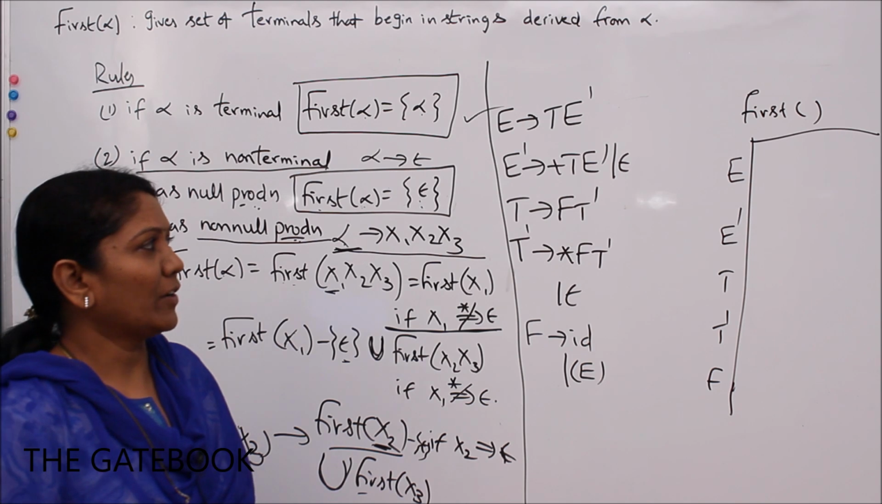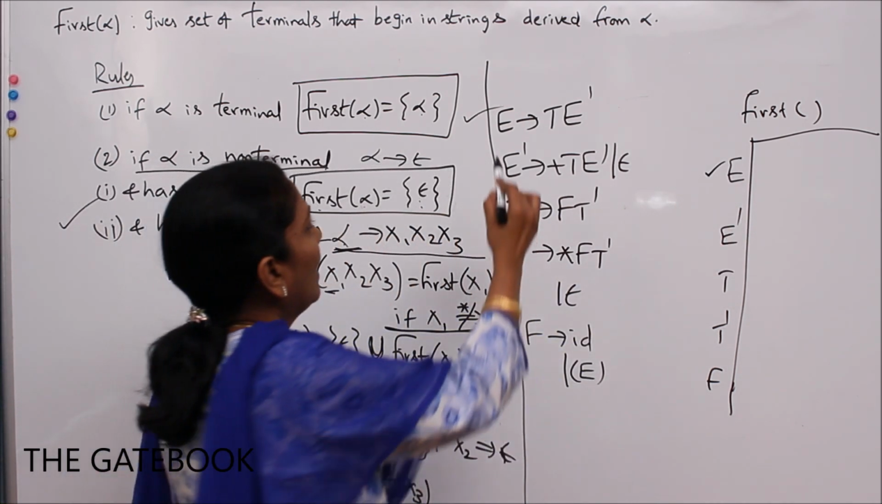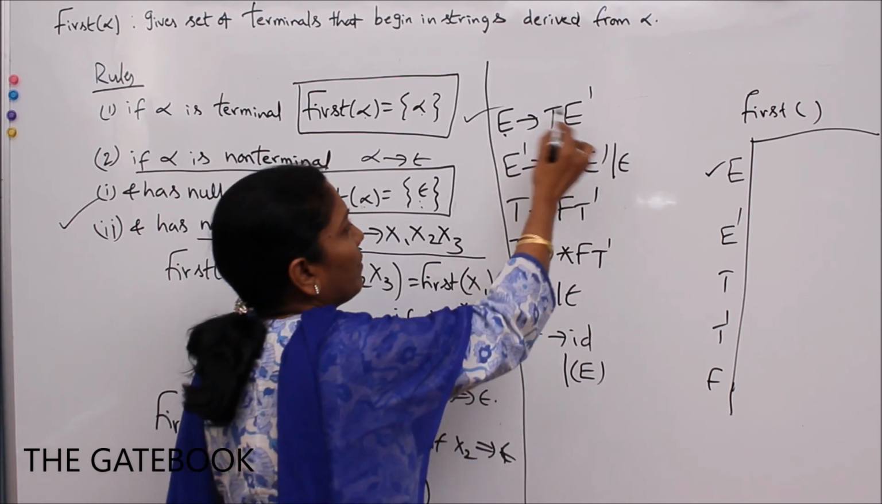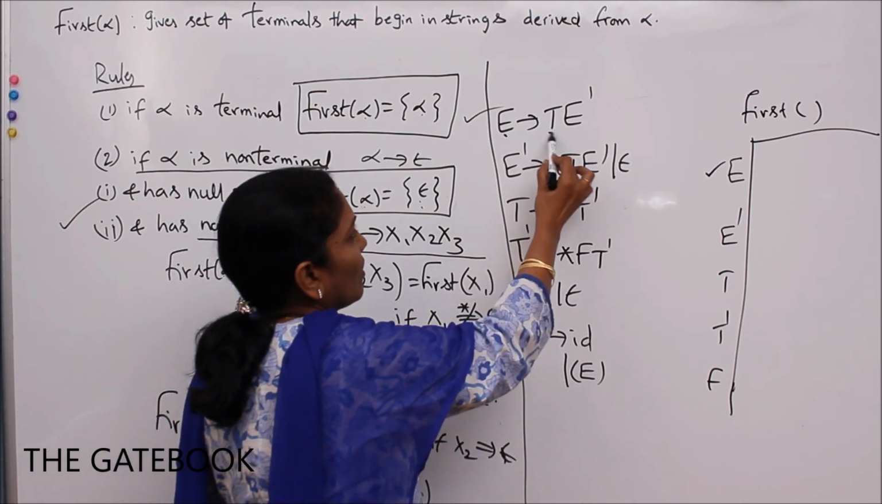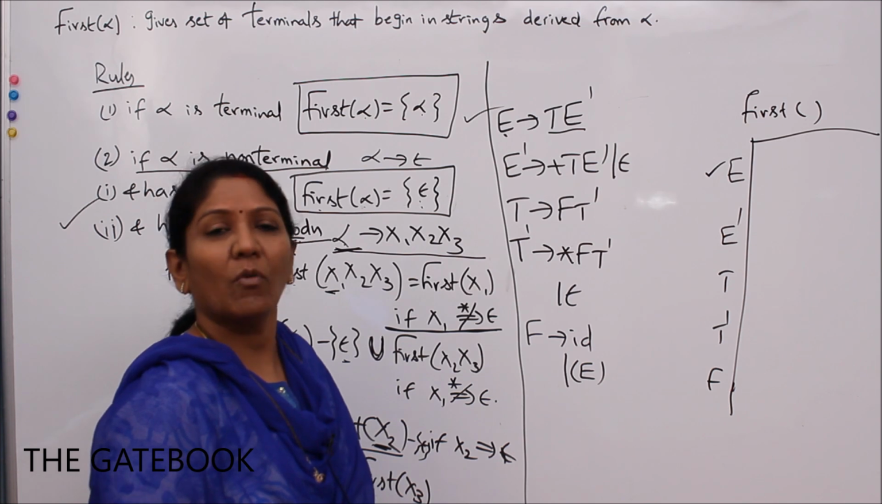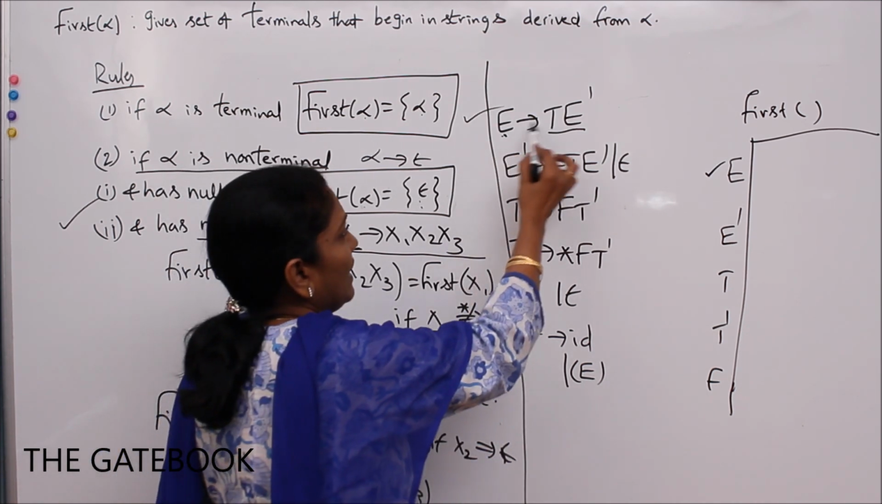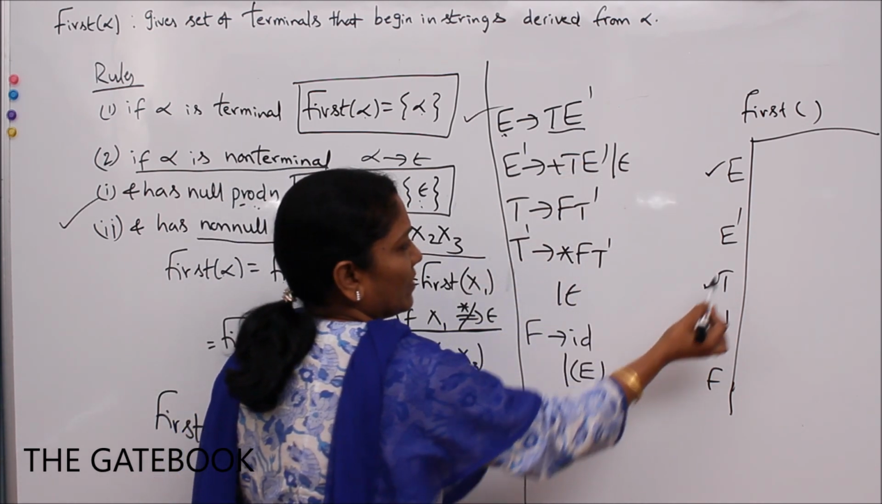Suppose I want to find out first of E. What is first of E? As per the rule, if E is a non-terminal, apply the first function on the right hand side of the rule. So first of E is first of TE dash. What is first of TE dash? Start with the first symbol. So first of E is first of T.